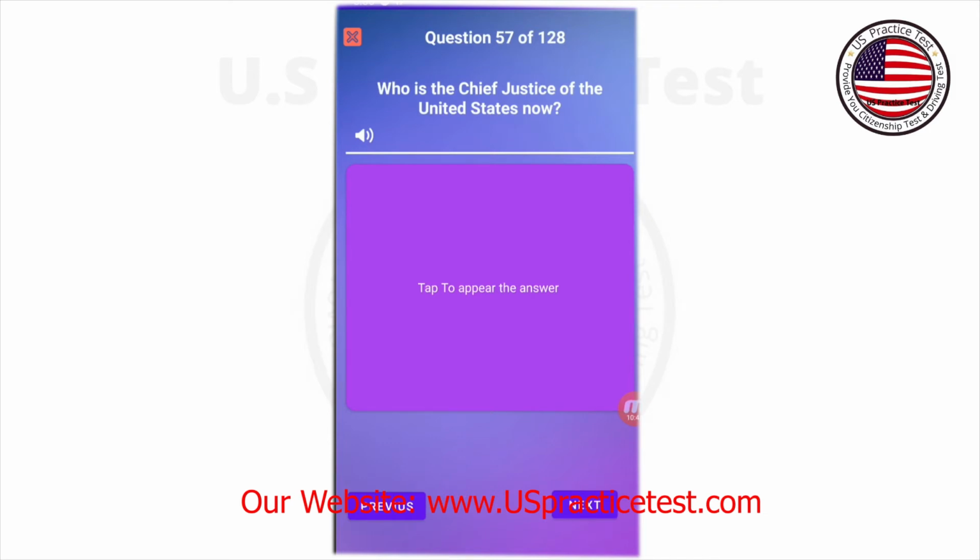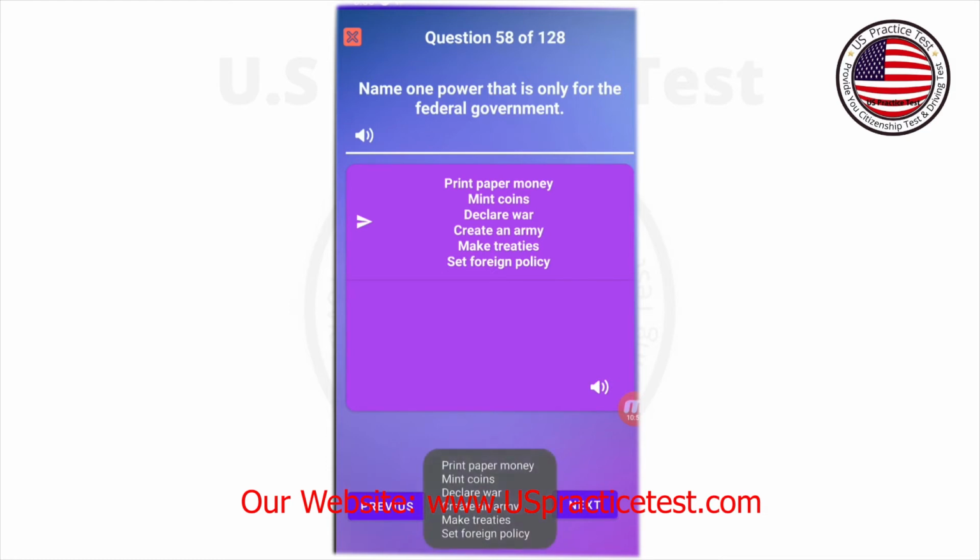Who is the Chief Justice of the United States now? John Roberts. Name one power that is only for the federal government. Print paper money. Mint coins. Declare war. Create an army. Make treaties. Set foreign policy.